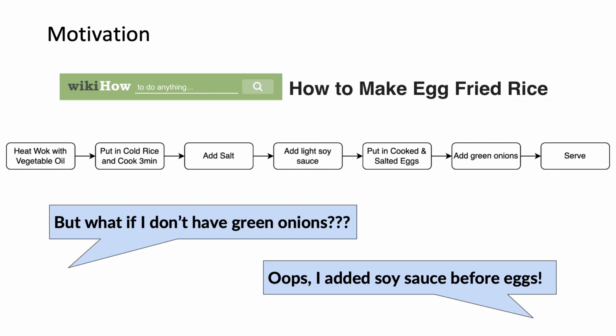What if I'm missing one tool or ingredient? Can I skip the corresponding step? What if I mixed up the execution order of two steps? Can I just swap them and move on? These problems are not accounted for by the sequential script.